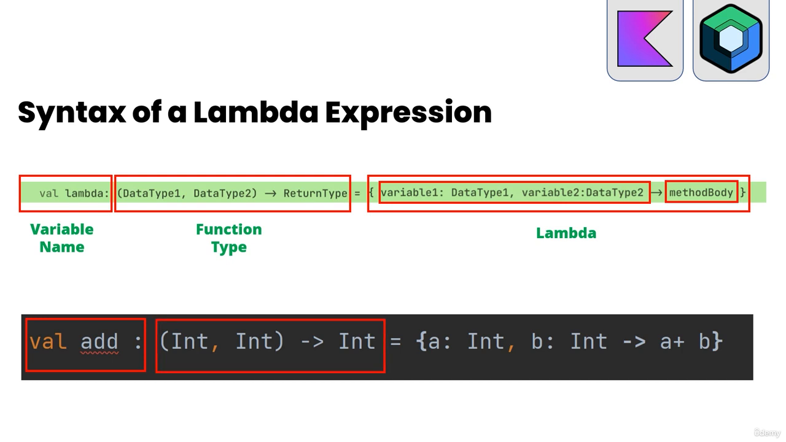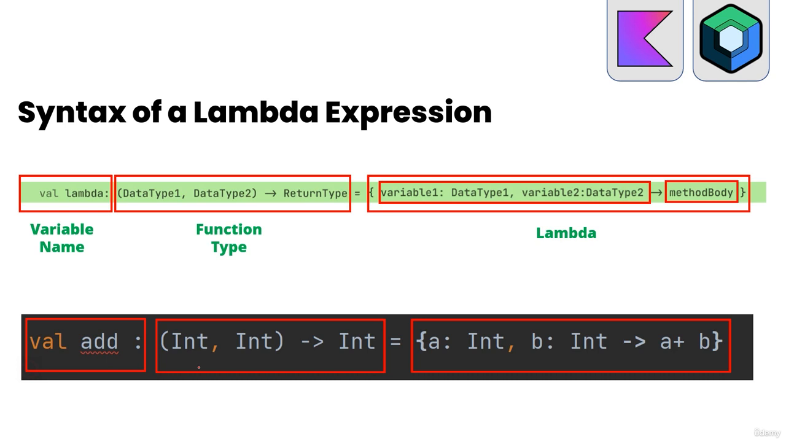The second section of this Lambda expression is called the function type. Here it takes two parameters, a data type integer and a second data type integer, and the returning type is integer. Then we move to the equal sign, and next to the equal sign is the Lambda itself. It takes the parameter A of type integer, parameter B of type integer, and it gives us the method body which returns A plus B, which is of type integer.